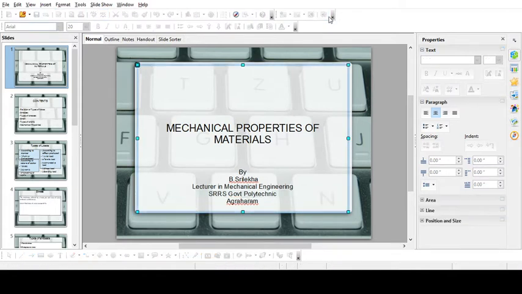Prior to yesterday's explanation of simple stresses and strains, let us once rewind yesterday's class. And today our topic would be concentrating on mechanical properties of materials.